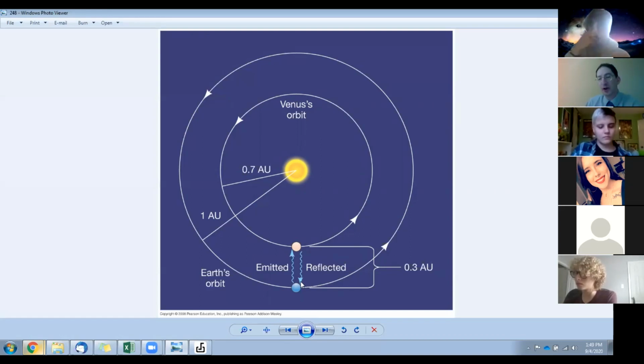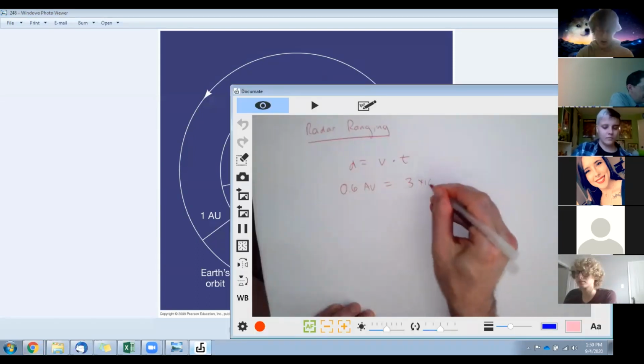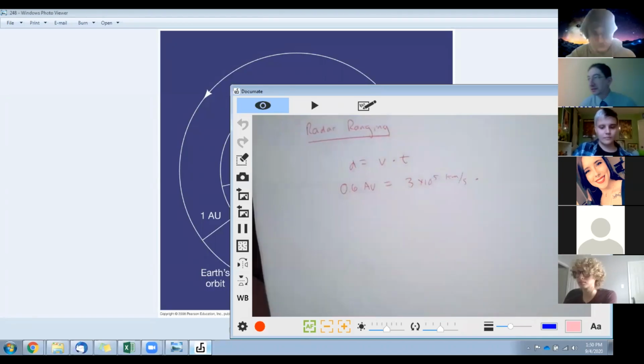The radio waves are going to Venus and back, so the round trip distance is 0.3 times 2. Again, I'm rounding off here; you'll do it more precisely in a later homework. The overall distance you're traveling is 0.6 AU to get there and back. Speed of light is 3 times 10 to the 5 kilometers per second. Then you just wait. And if you wait a short time, it means the solar system is small and compact.